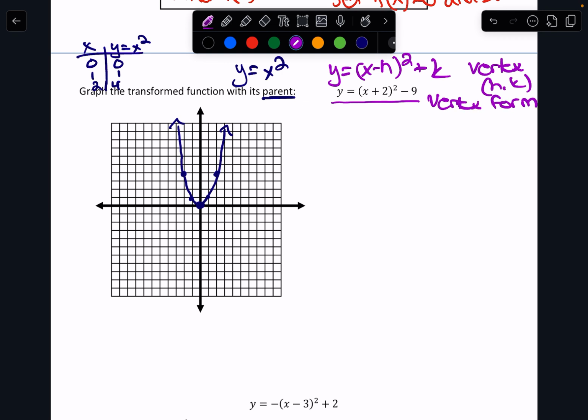So now if we look at these numbers here, for our vertex, first we have to make sure that we notice that there's a negative between the x and the h. So since we have x plus 2, it has to be the opposite. So it's going to be negative 2. And then our k is the negative 9. So our vertex is negative 2, negative 9. So we know that the vertex is 1, 2, 1, 2, 3, 4, 5, 6, 7, 8, 9 down here. This is our vertex.